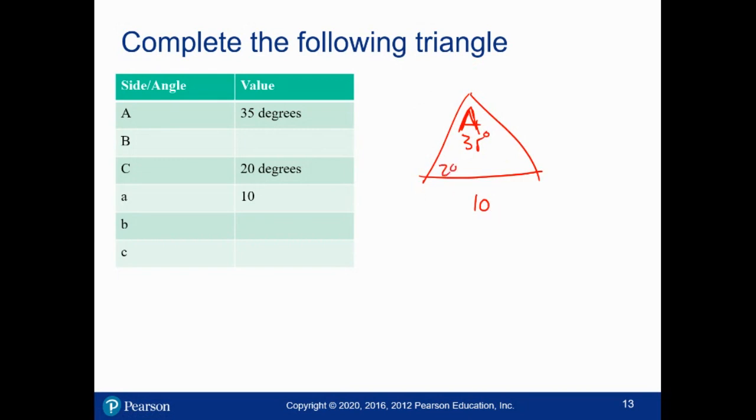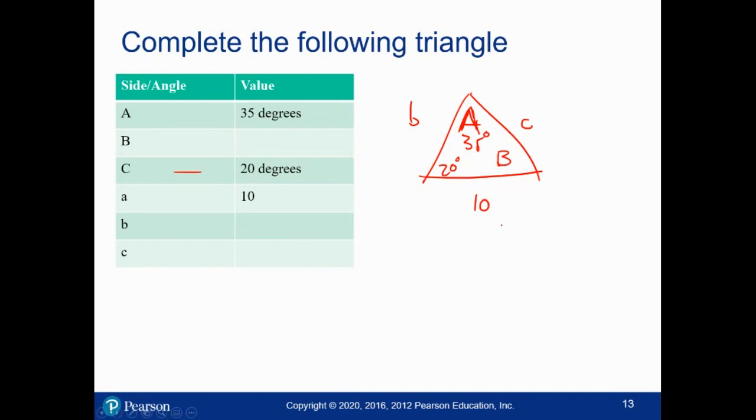I know one of the other angles is 20, so I'm going to put the angle 20 degrees. I'm going to put side C across from that angle, because this was angle C. I don't know angle B, don't know side B. So what sort of triangle do I have? Two angles and one side.